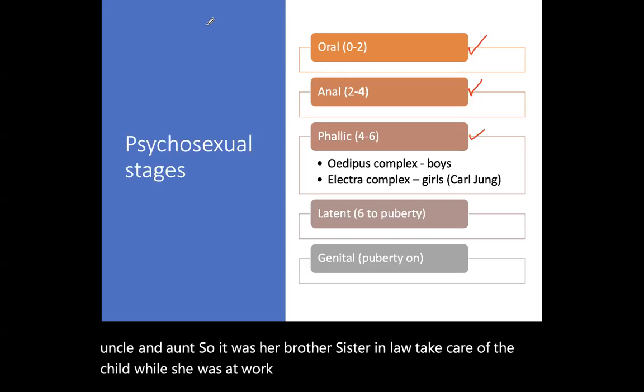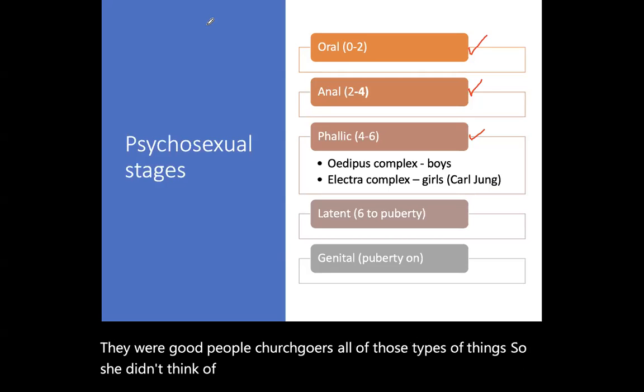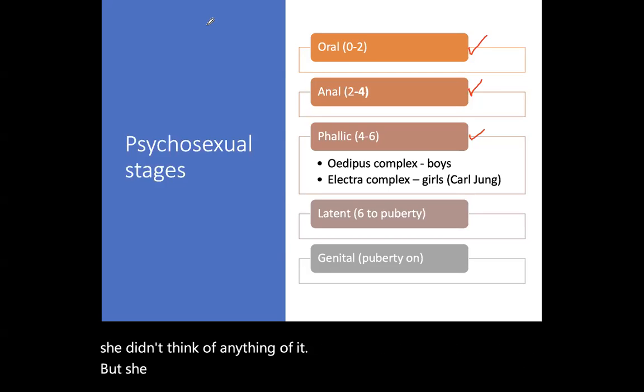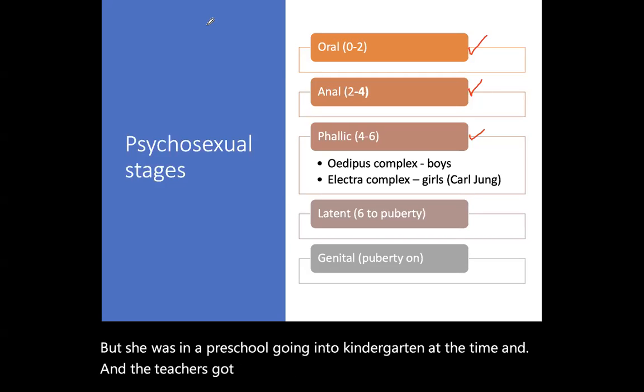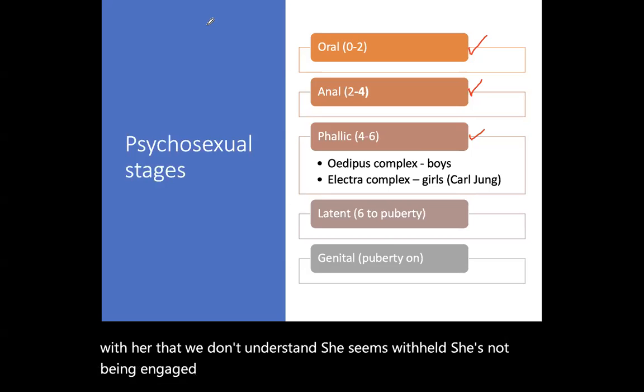And she didn't think anything of it. They were good people, churchgoers, all of those types of things. But the child was in preschool going into kindergarten at the time. And the teachers got a hold of her and said, there's things going on with her that we don't understand. She seems withdrawn. She's not being engaged. Her performance is getting low.